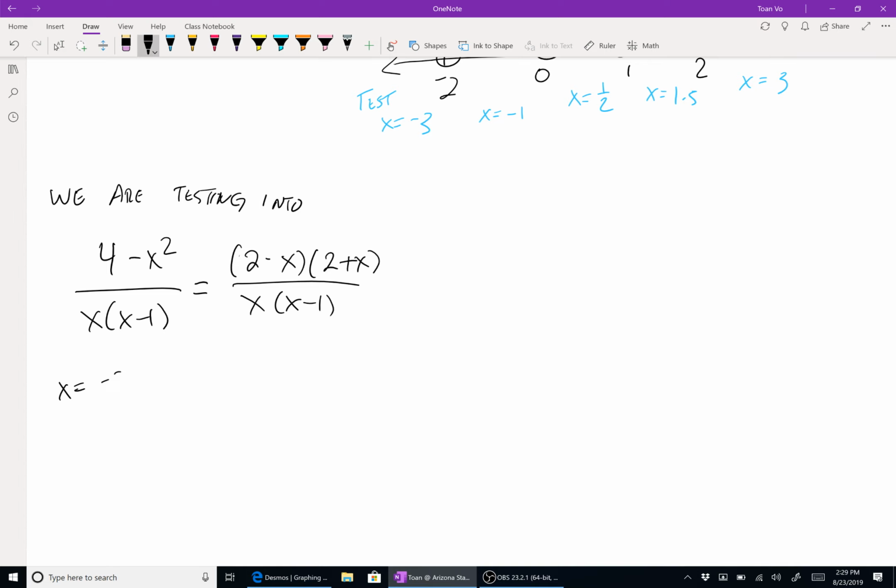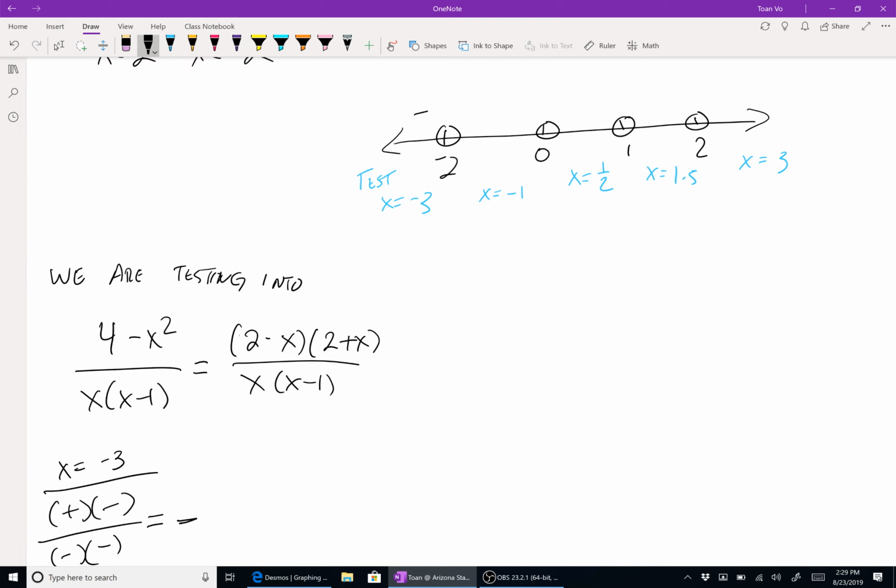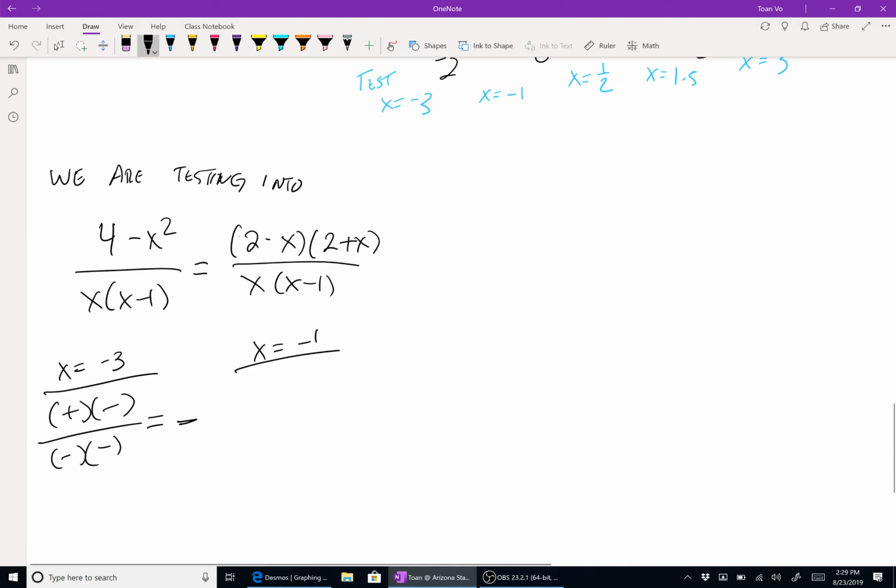So let's test x equals -3. In the first parentheses, 2 minus -3 is positive. 2 plus -3 is negative. -3 by itself is negative. -3 minus 1 is negative. Positive times a negative over negative times a negative gives me a final answer of negative. And then just rinse and repeat. Let's do -1. So 2 minus a -1 is a positive. 2 plus -1 is a positive. -1 by itself is a negative. -1 minus 1 is a negative, which gives you a positive.